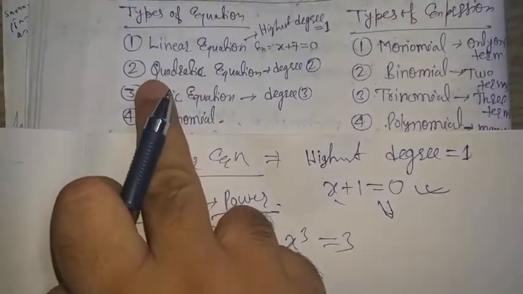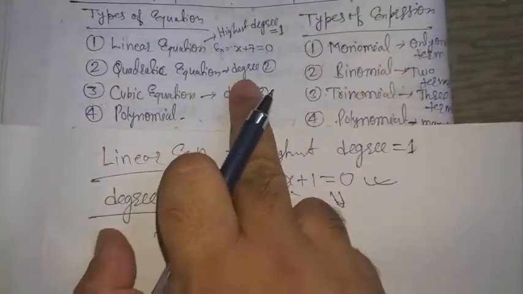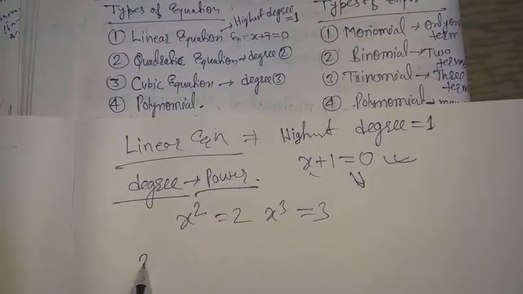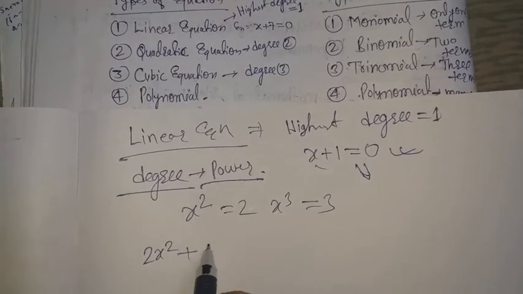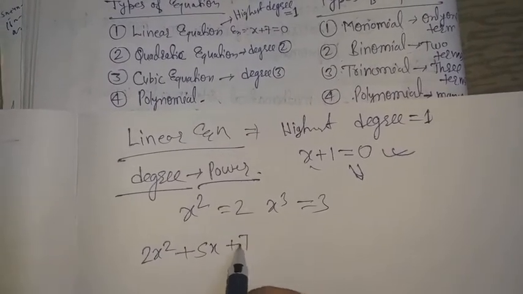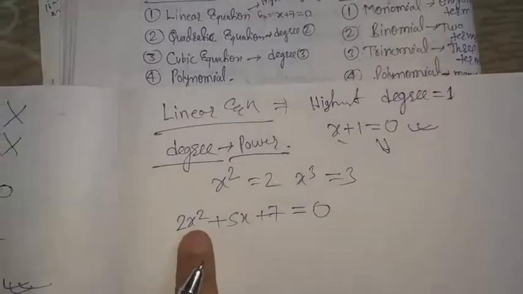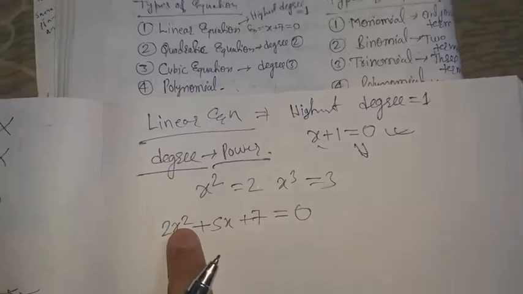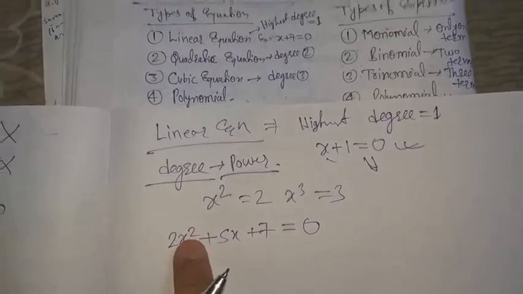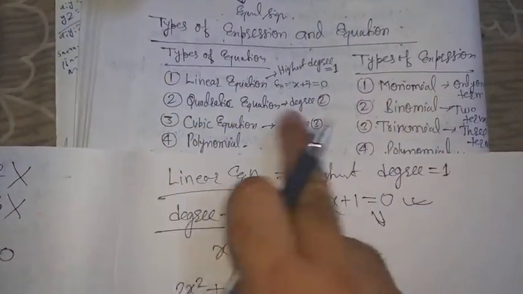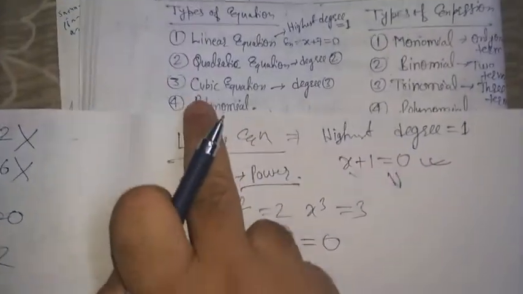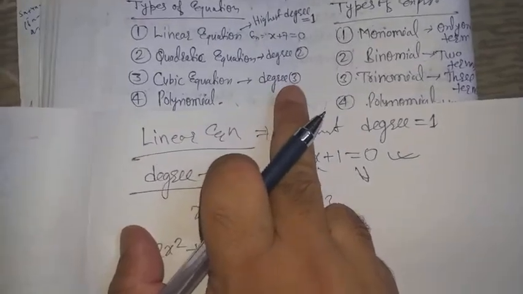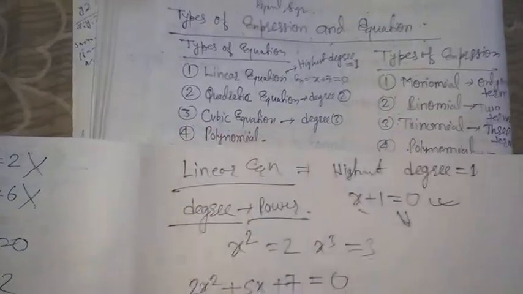Now a quadratic equation has degree 2. For example, 2x square plus 5x plus 7 equals 0. What is the highest degree here? 2. So if the highest degree is 2, then it is called a quadratic equation. Cubic equation: if the highest degree is 3, then it is called cubic.